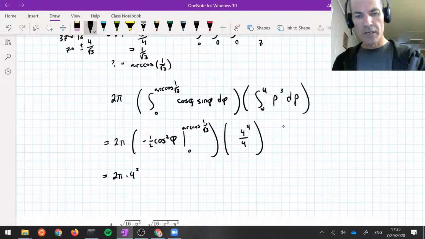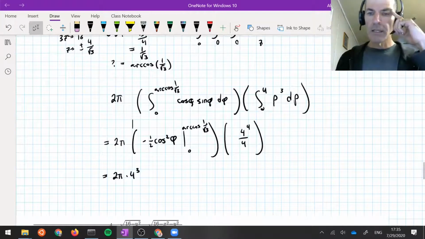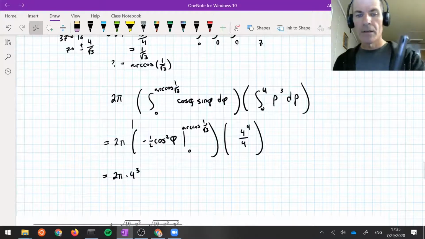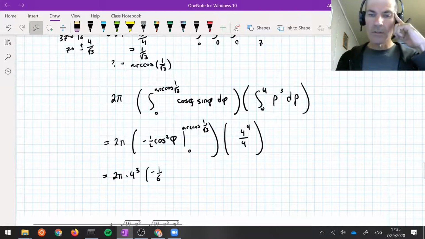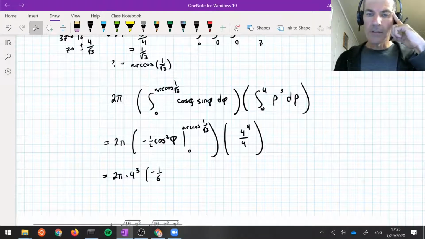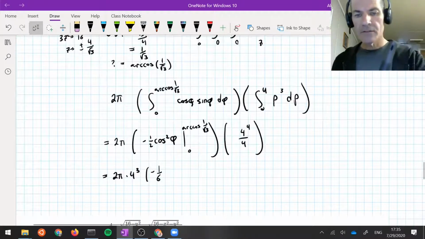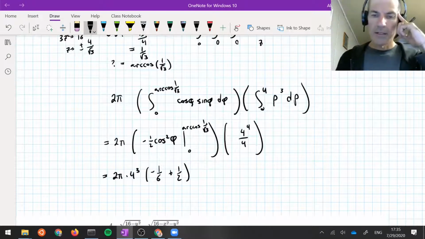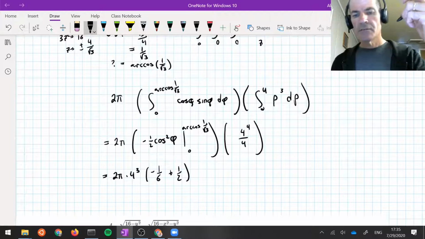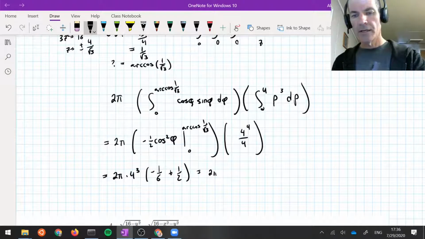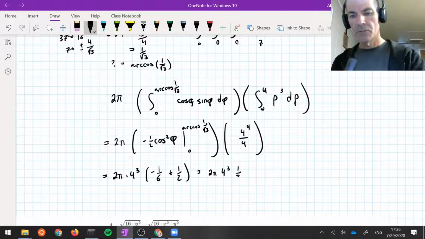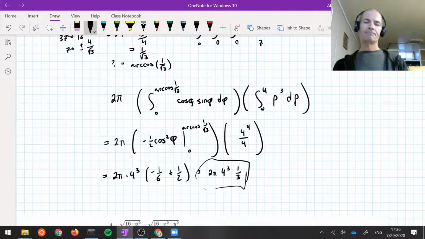2 pi times 4 cubed from the rho integration. Let's plug in the arc cosine of 1/√3. Arc cosine goes in here, cancels with the cosine, turns into 1/√3. You square it, that's 1/3. With another factor of minus 1/2, that's minus 1/6. Plug in 0 here. Cosine squared of 0 is 1. Subtracting, that's going to be plus 1/2. Let's see, that's really 3/6 minus 1/6, 2/6, 1/3. 2 pi, 4 cubed times 1/3. Final answer. All right.